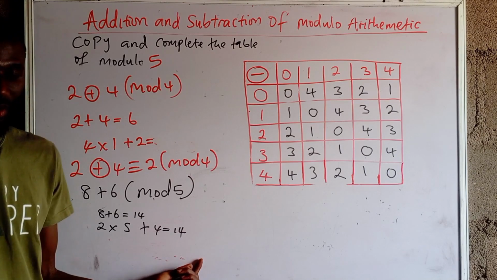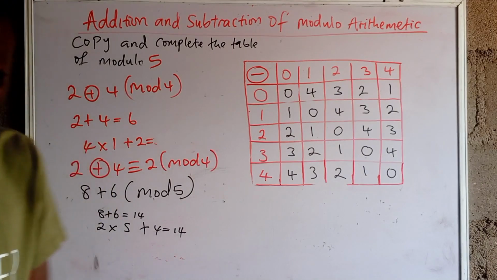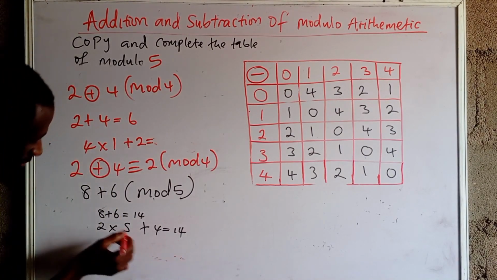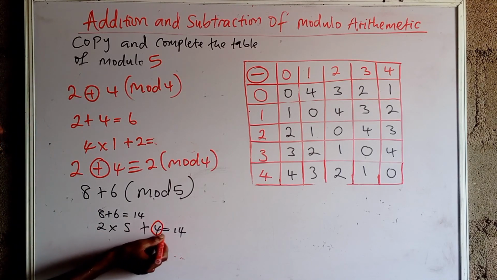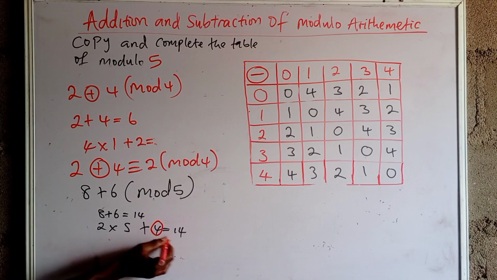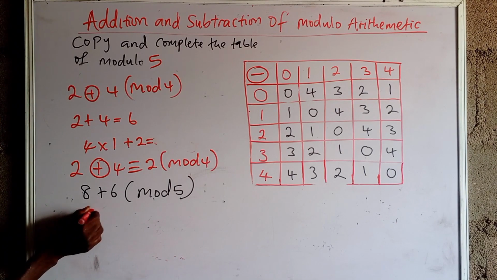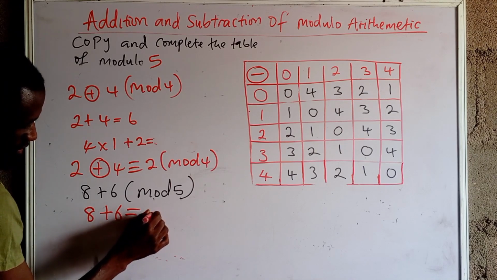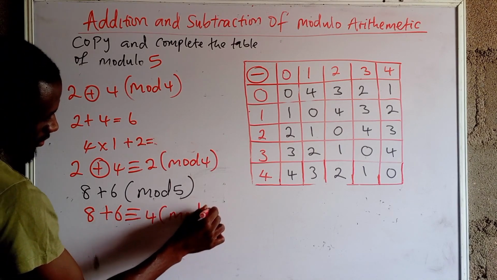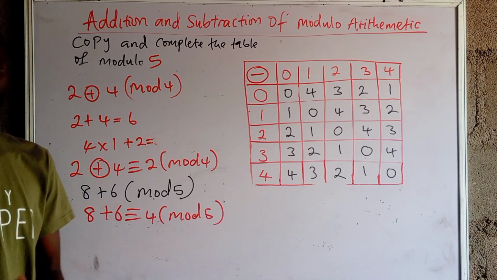Always in modulo like this, we are dealing with the remainder. Therefore, when dealing with the remainder, this is our modulo. 2 times 5 is 10, plus 4 gives 14. Therefore, we can conclude by saying 8 plus 6 is equivalent to 4 mod 5.